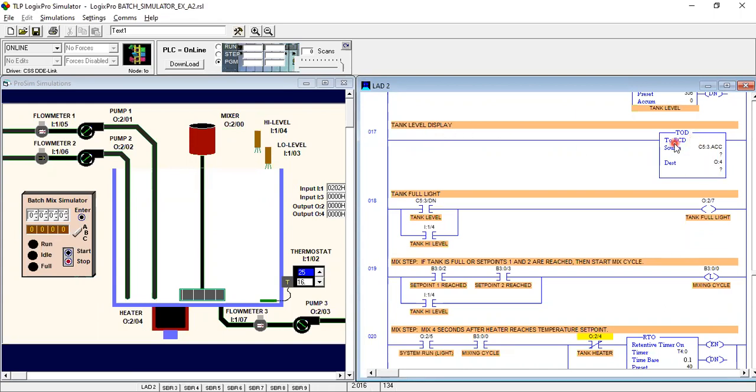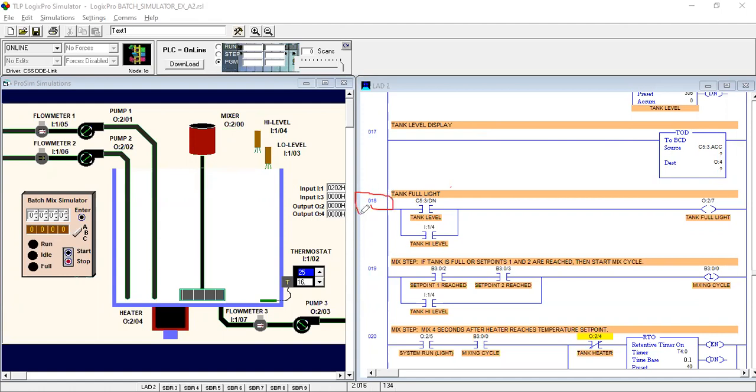And in the next 17th rung we have to take the level display. So this is the BCD, binary coded decimal, binary to decimal display. In the source value we have to put the counter accumulated value, and in the destination we have to fill output 4. As you can see, this display is output 4, O:4, BCD, binary coded decimal. Okay, this is the display.